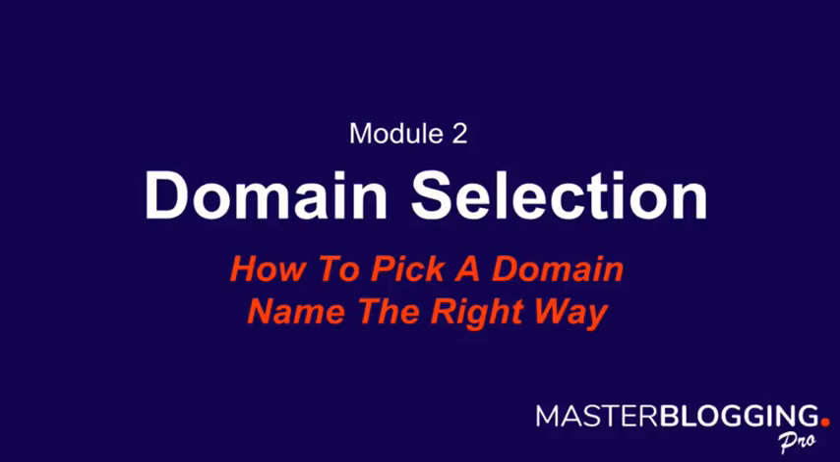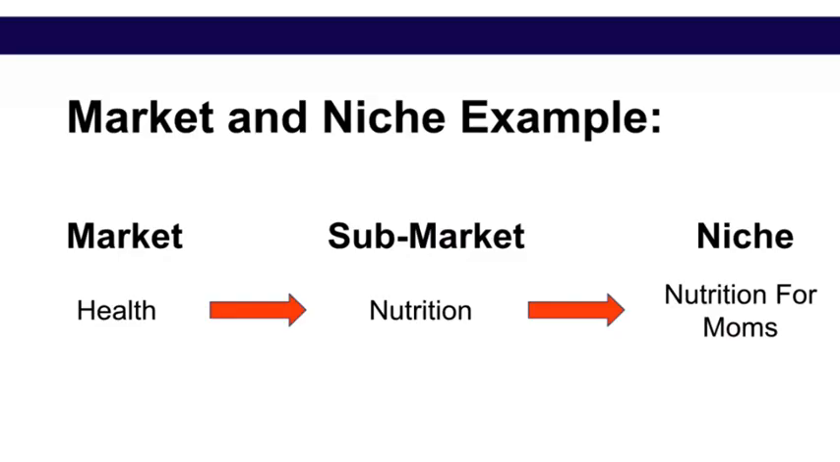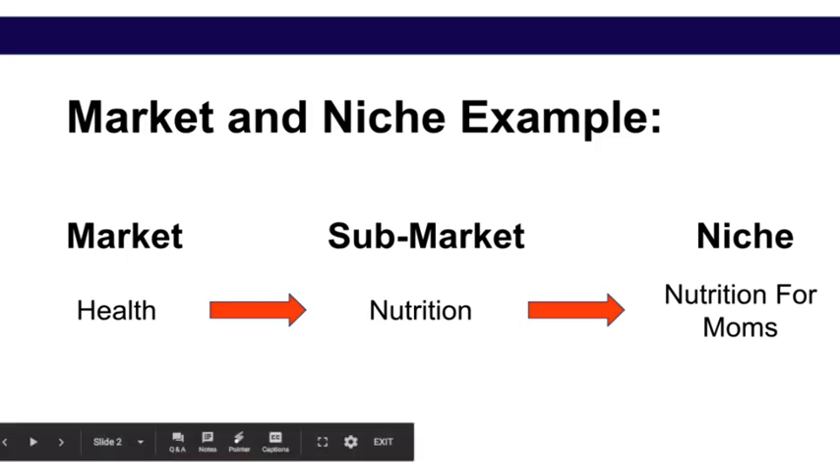Welcome to module 2 of Master Blogging Pro, which is domain selection. And today we will learn how to pick a domain name the right way. If you remember in module 1, we learned about market and niche. So for example, if your market is health, your sub-market is nutrition, then your niche is nutrition for moms.